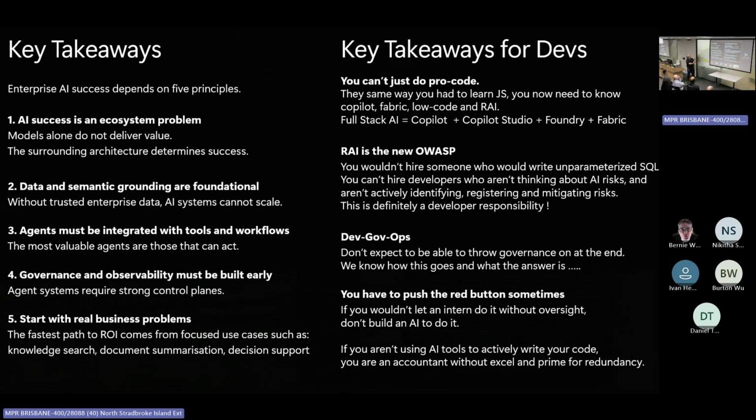I think all of these are important. We've talked about ecosystem. We've talked about semantic routing. Agents and tools is much more in that technology space, but that's critical. Governance and observability, starting with real business problems. The whole talk at NBC last year was around choosing the right use cases. Use cases is key, so I could probably get rid of that. I think I've pretty much done this. There's a few ones over here. You can't just do pro code. Full stack AI today for me is Copilot plus Copilot Studio plus Foundry IQ.